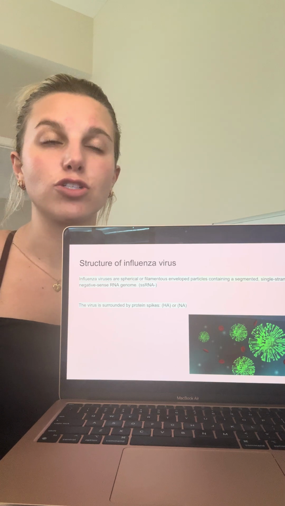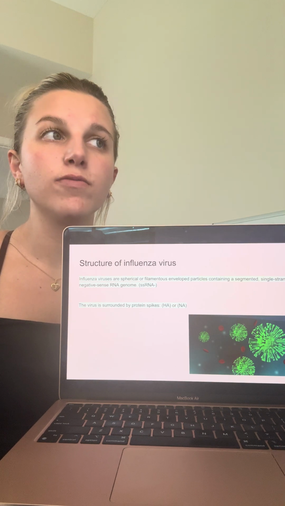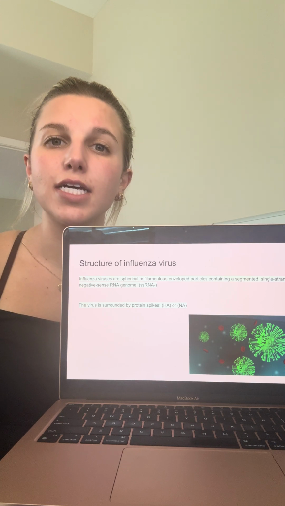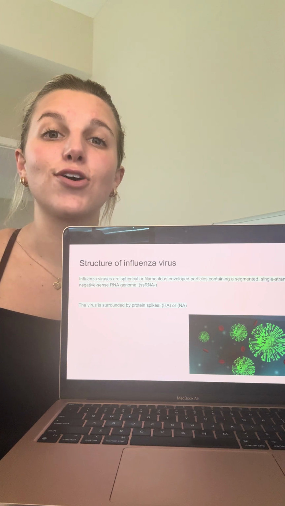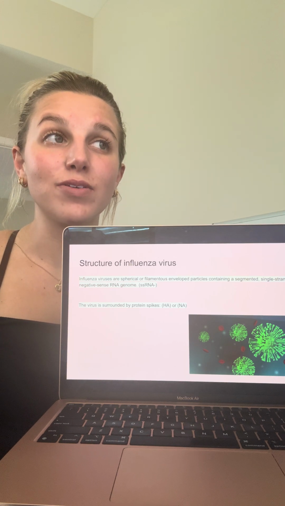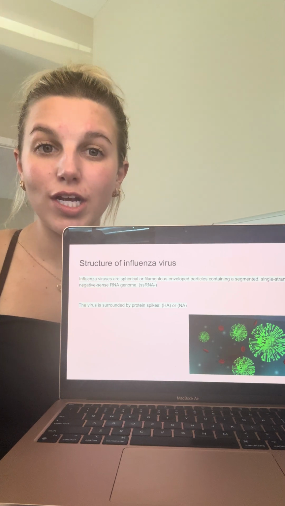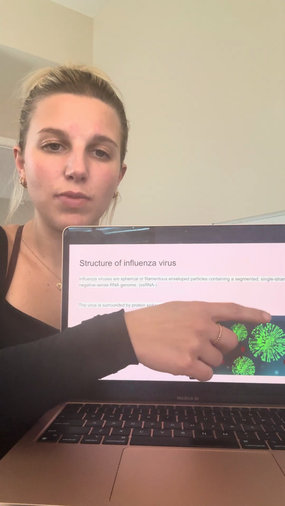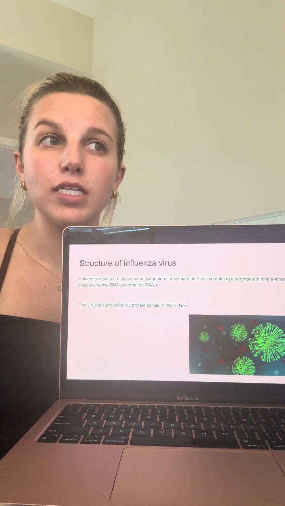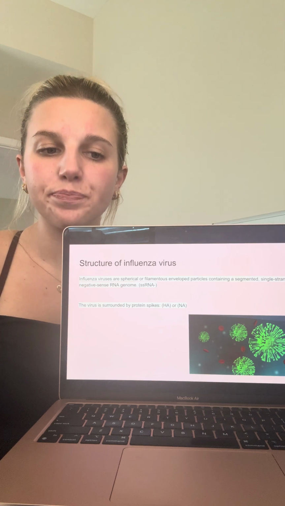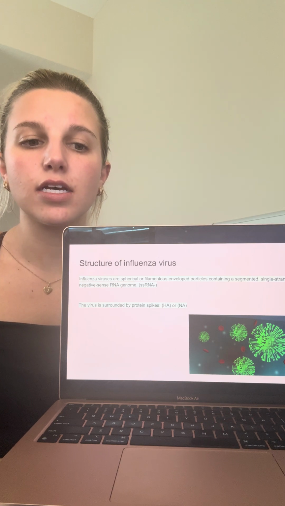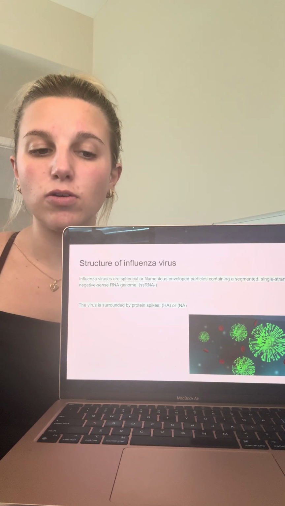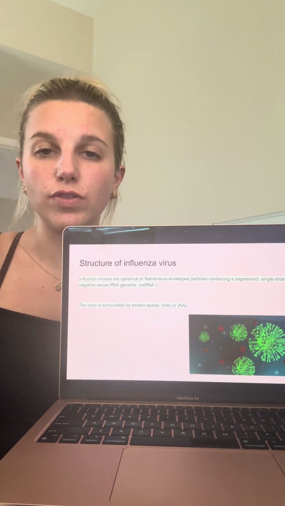So to start, we have the structure of the influenza virus. Influenza viruses are spherical enveloped particles containing a segmented single-stranded negative sense RNA genome, also known as the ssRNA negative for short. The virus is surrounded by little protein spikes, which you can see right here, the spikes surrounding it, and that would be the HA protein or the NA protein. The HA protein is responsible for binding the virus to the cell to be infected, whereas the NA protein is the release and the spread of newly formed viruses.